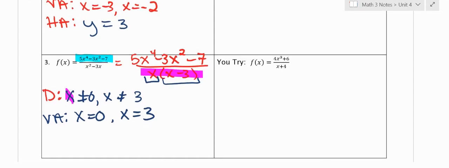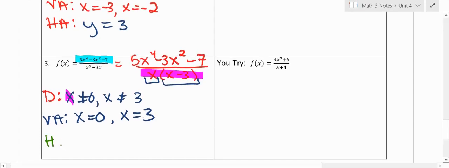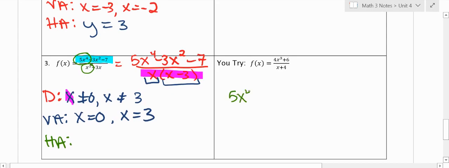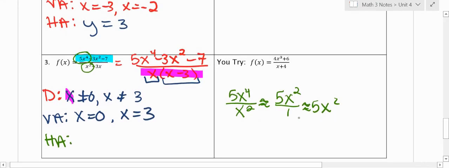And then for the horizontal asymptote, if I take the largest term for both the top and bottom, and let's say I was to simplify to make it easier for us to see, this would be like a 1. You can see nothing would really end up restricting this, right? So the top is bigger than the bottom. 5x squared, you can see, wouldn't even have an asymptote. That's kind of an easy way to check. So this one actually has no horizontal asymptote.